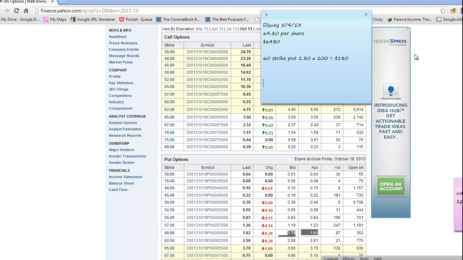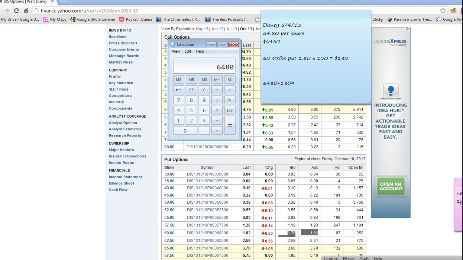So the cost for that transaction is $64.80 plus $180 equals, there you go. So that's how much my investment is. I have a loss limit of $4.80.